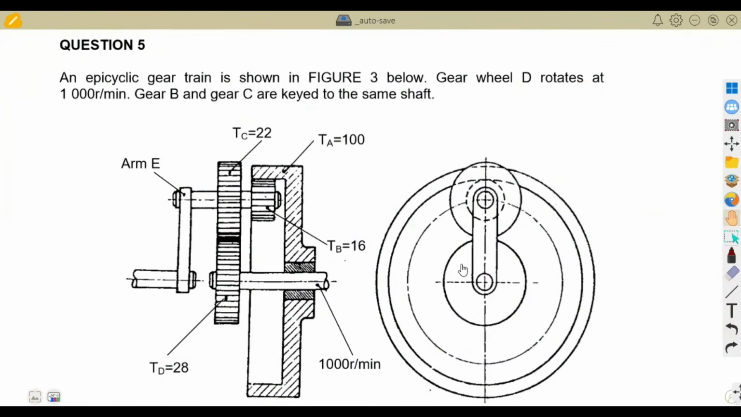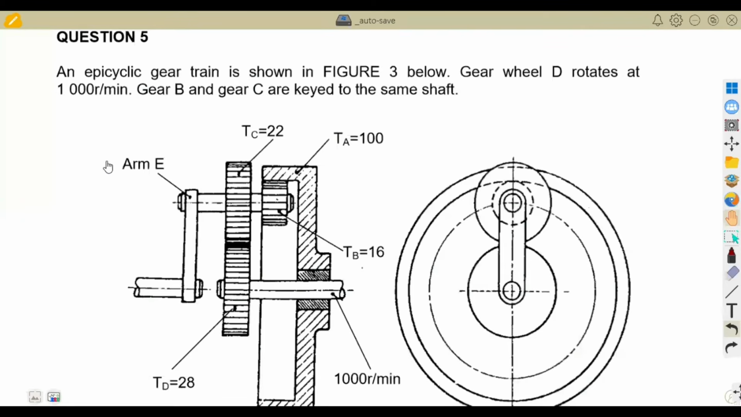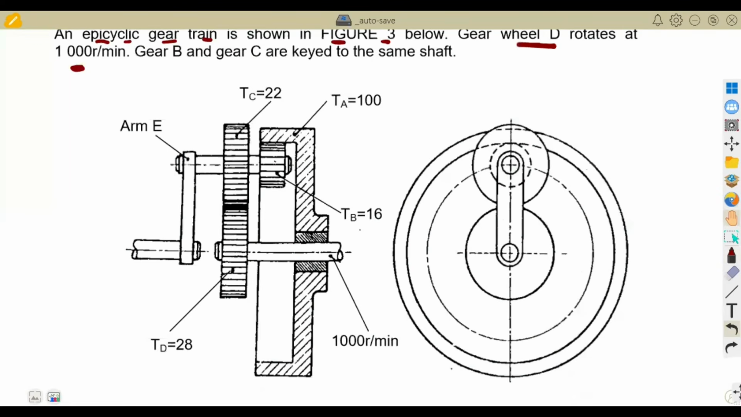All right, so this is question number 5. Let us check question number 5. On this question, if you check, it was already an advantage. They tried even to give us how this presentation looks on this side. But you are supposed to know what the presentation is. So we are given an epicyclic gear train as shown in figure 3 below. Then we've got the gear wheel D. It rotates at 100 revolutions per minute. Remember, D is connected here, at 1000 revolutions per minute, which is the speed of D.